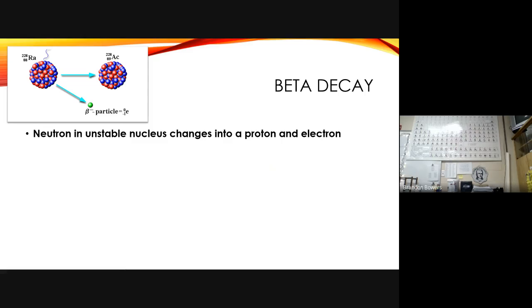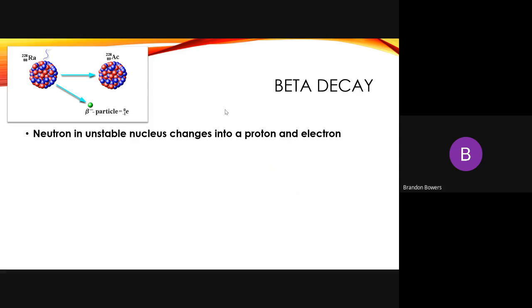Okay, let's look at beta. Beta is represented as 0, -1. I like to give it an E. 0, -1, E. What in the world does that mean?